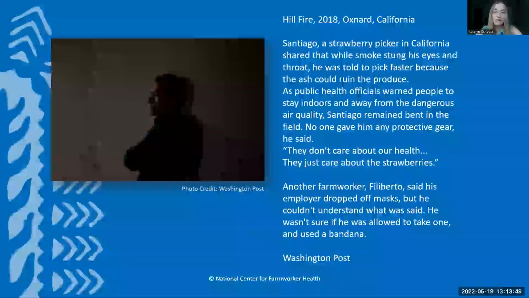And I'm sure many of us have seen these low air quality warnings come through on our phones, right? And we're urged to stay inside.